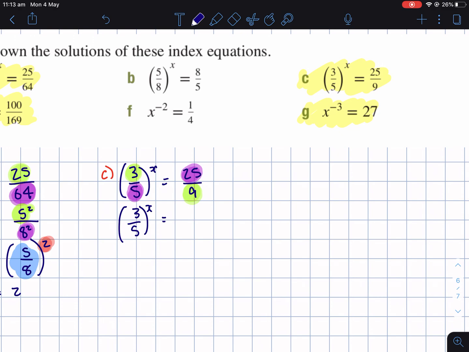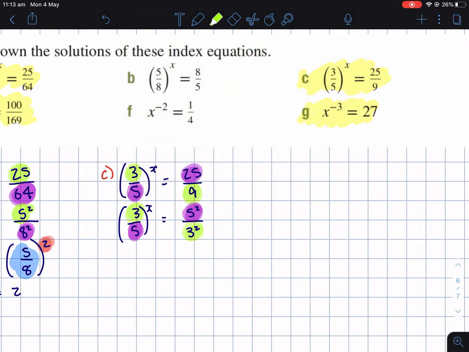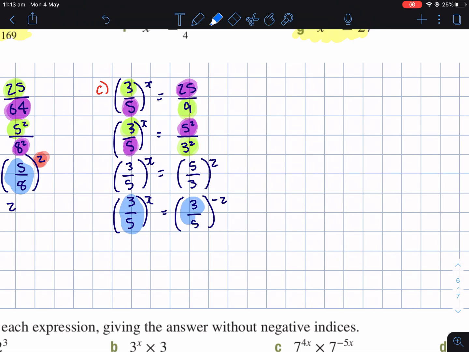Before that, I'm going to turn the 25 into 5 squared, and the 9 into 3 squared. So that 5, and that 3. Which means this is the same as (5/3) squared. Now, it's still not exactly the same. It's upside down. So whenever anything's upside down, what do we do? Negative indice it. So this is the same as 3/5, and instead of positive 2, it's going to be negative 2. Which now means these are the same. I can equate the indices. So x equals negative 2.